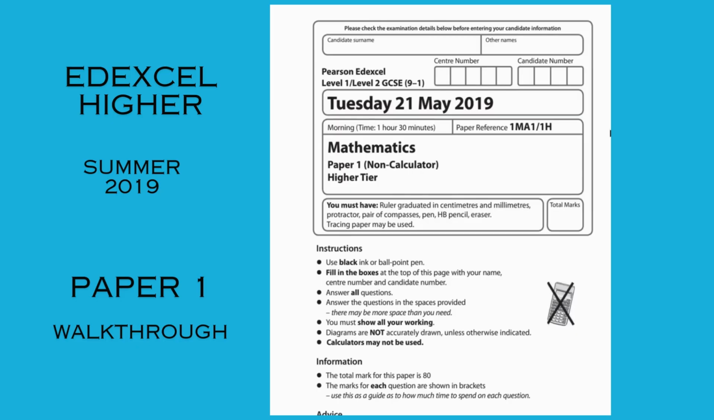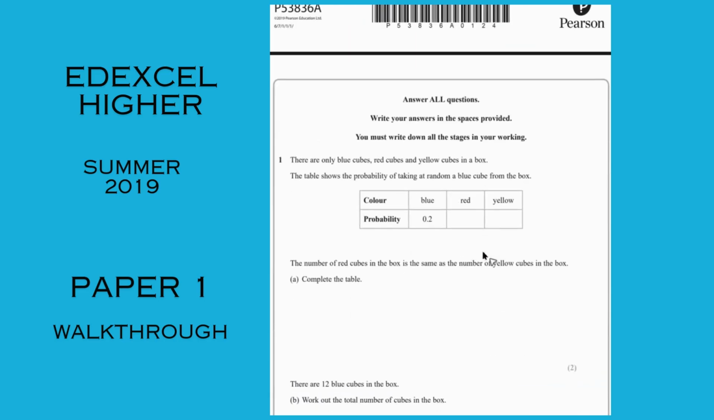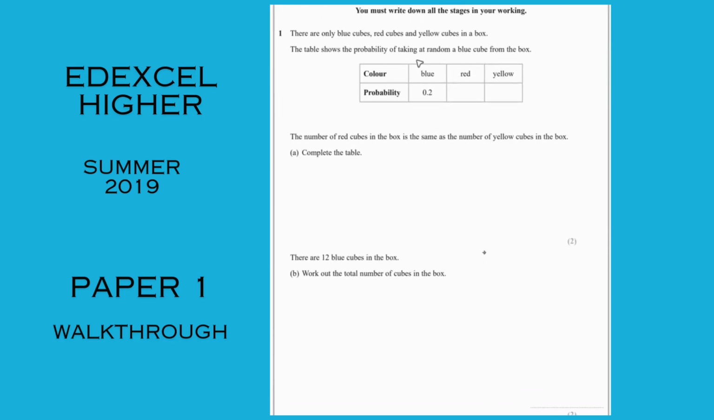So welcome to our walkthrough. As you can see, it is the summer 2019 Edexcel Higher, paper one, so keep those calculators hidden. Number one kicks off with some basic probability, and as you know, probabilities must add up to 1.